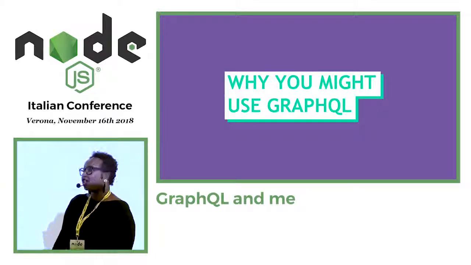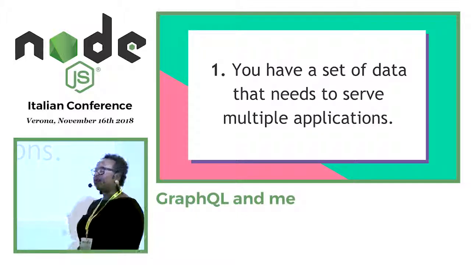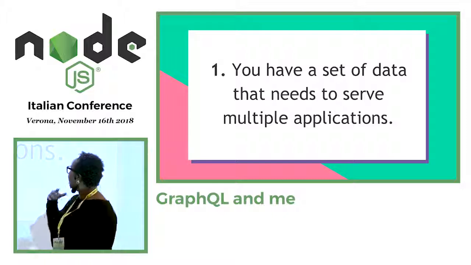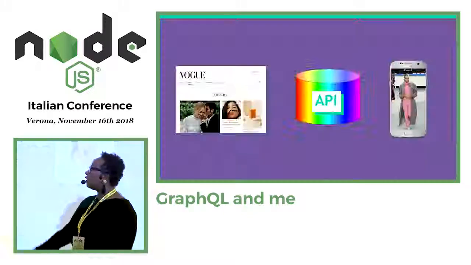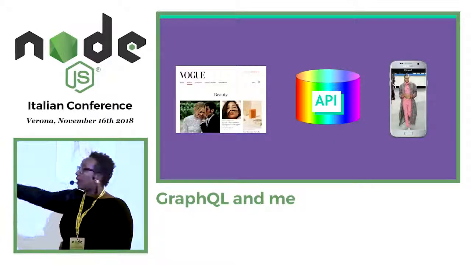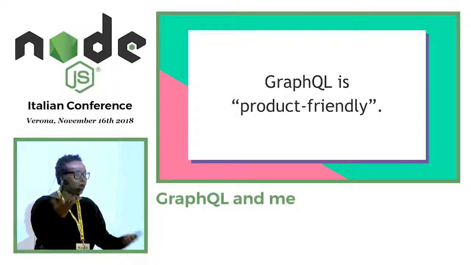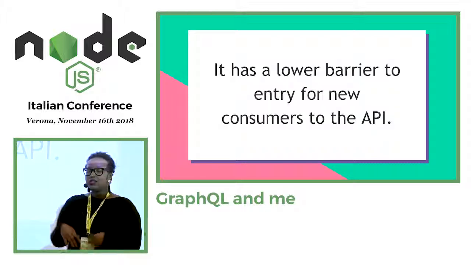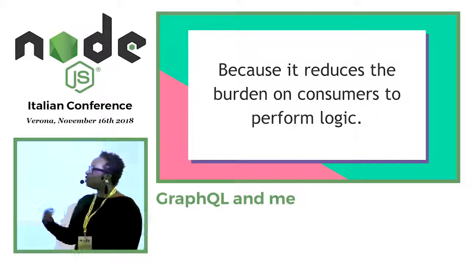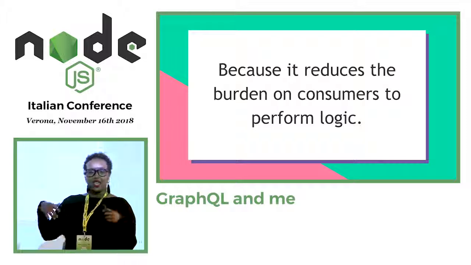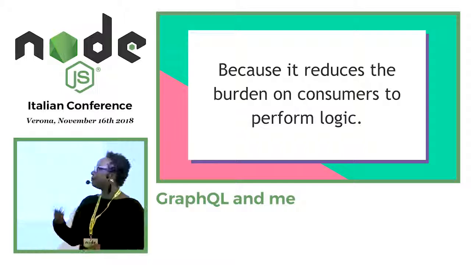So why might you want to use GraphQL? For example, you might want to use GraphQL if you have a set of data that is needed by multiple clients, multiple applications. For example, a mobile app and a web app. GraphQL is very product friendly. What I mean by that is that it lowers the barrier for entry for new consumers of your API, because it reduces the burden of having to perform that logic in the application.